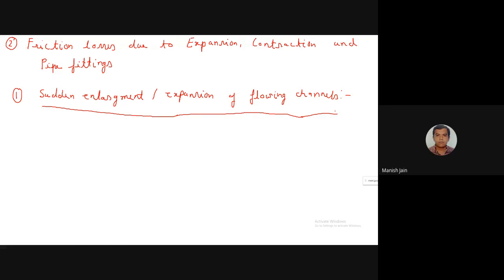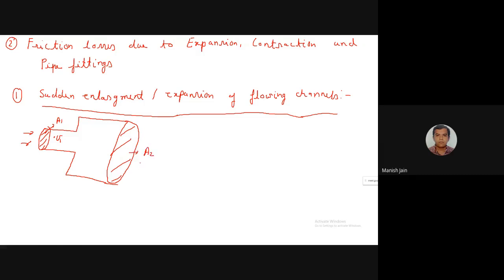So sudden enlargement or the expansion of the flowing channel. Whenever you have the sudden enlargement of the flowing channel, the friction loss can be calculated as follows. Suppose I am making a diagram so you can understand better. This is the enlargement. Fluid is flowing in this direction. Here the cross-sectional area of the pipeline is A1. The velocity is V1 here. Here the cross-sectional area will become A2.